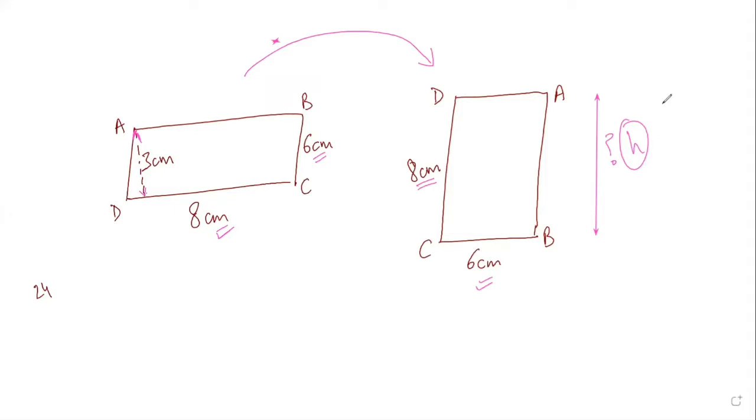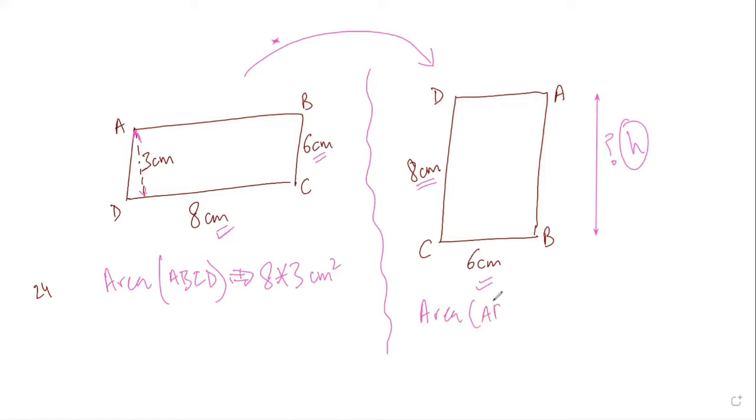Sarthak, have you understood the question? Yes, sir. So Mr. Satya, what will be the area of this parallelogram, area of ABCD? So base into height, so 8 into 3, 8 into 3 centimeter square. And Mr. Sarthak, what will be the area of this parallelogram? 8 into 3 again.